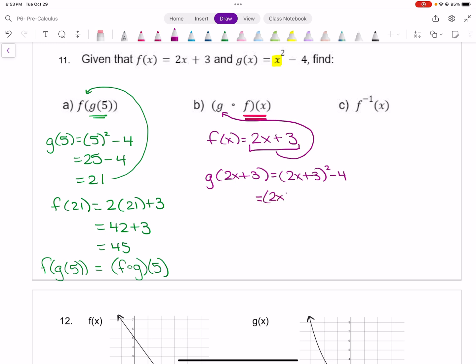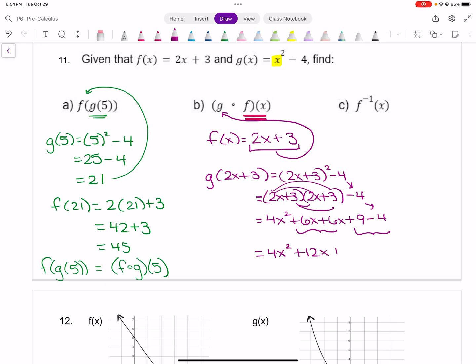(2x plus 3) squared, we're going to write it twice and double distribute and make sure you carry that minus 4 down. So double distributing, 2x times 2x is 4x squared. 2x times 3 is 6x. 3 times 2x is 6x. 3 times 3 is 9. Again, carry down that minus 4. And now combining like terms, I get 4x squared plus 12x plus 5 is my final answer.